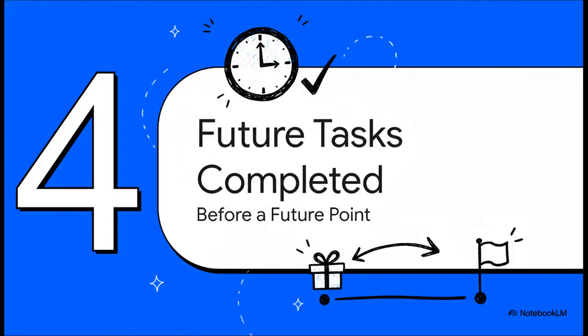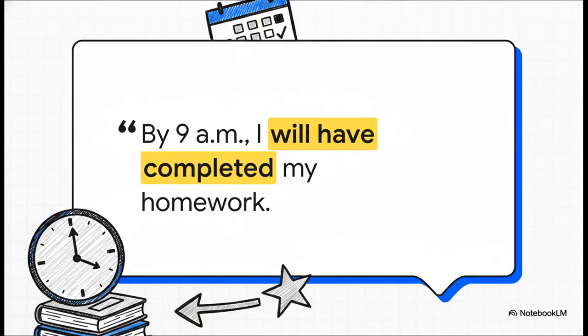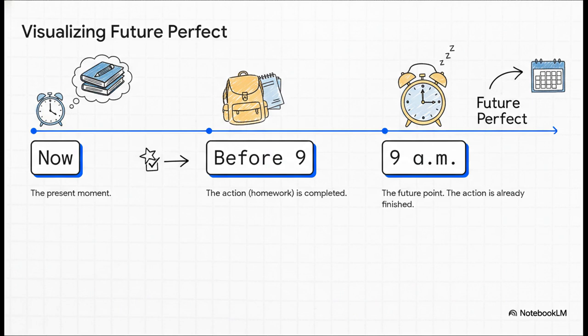Okay, you ready to level up? How do you talk about something that's not just going to happen, but that will be finished before a certain time in the future? This is where we get really precise with our planning. Sunil gives us the perfect line here. Notice the first part, by 9 a.m. He's setting a hard deadline for himself. And the action? Will have completed. He's basically saying that sometime between now and 9 a.m., that homework is getting done. It'll be finished. And this timeline makes it totally clear.